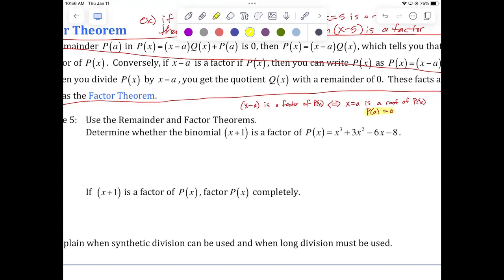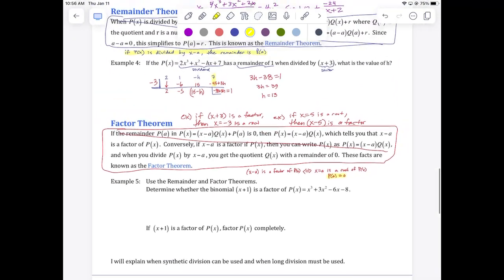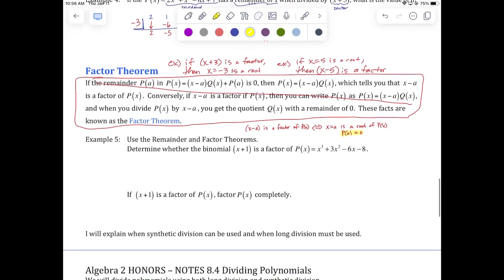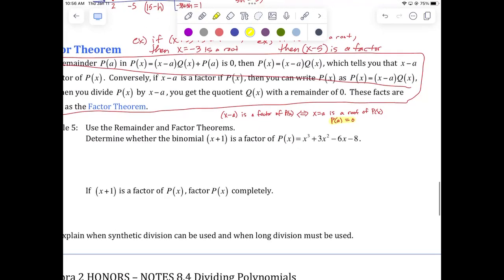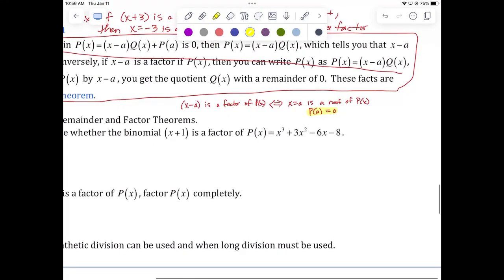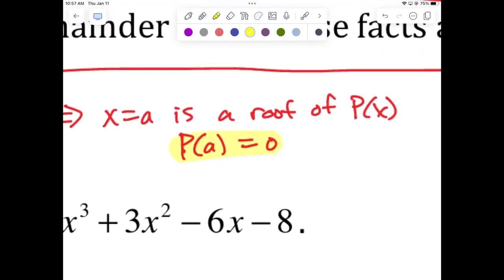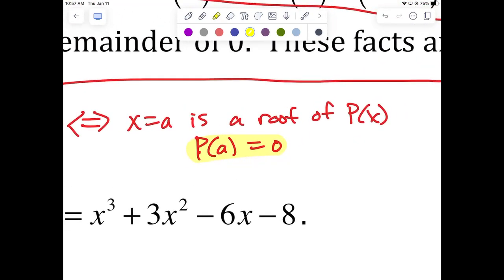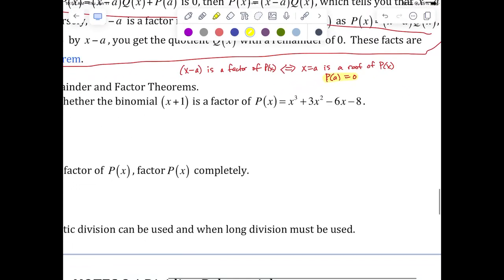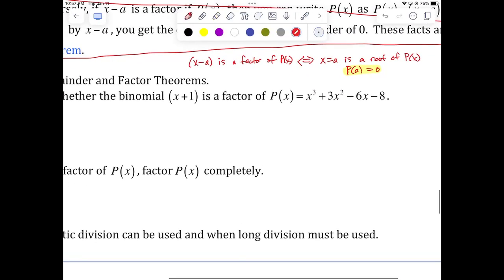Use the remainder and the factor theorems. That sounds like quite a big charge, right? Like, ooh, I've got to use the theorems, right? To determine whether the binomial x plus 1 is a factor of P of x, which is x cubed plus 3x squared minus 6x minus 8. Well, we've already talked about this yesterday. If a divisor happens to be also a factor, what should the remainder be? 0. Okay, that's what this says. The function value there should be 0. So let's just check and see.